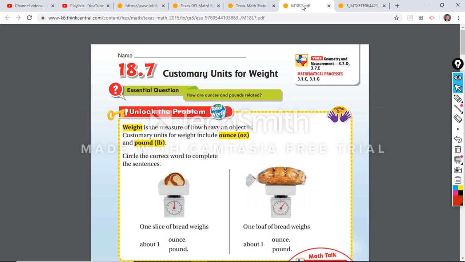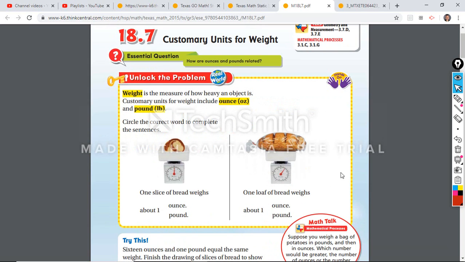If you need to write down some of these notes, go ahead and put this in your math journals. 18.7 would be your title in your table of contents, and your title will be customary units for weight. And you would record what weight means, how many ounces in a pound, and anything else of value that you have. You're going to be conducting some of these activities on your own at home, and I will walk you through them. So let's take a look at how ounces are related.